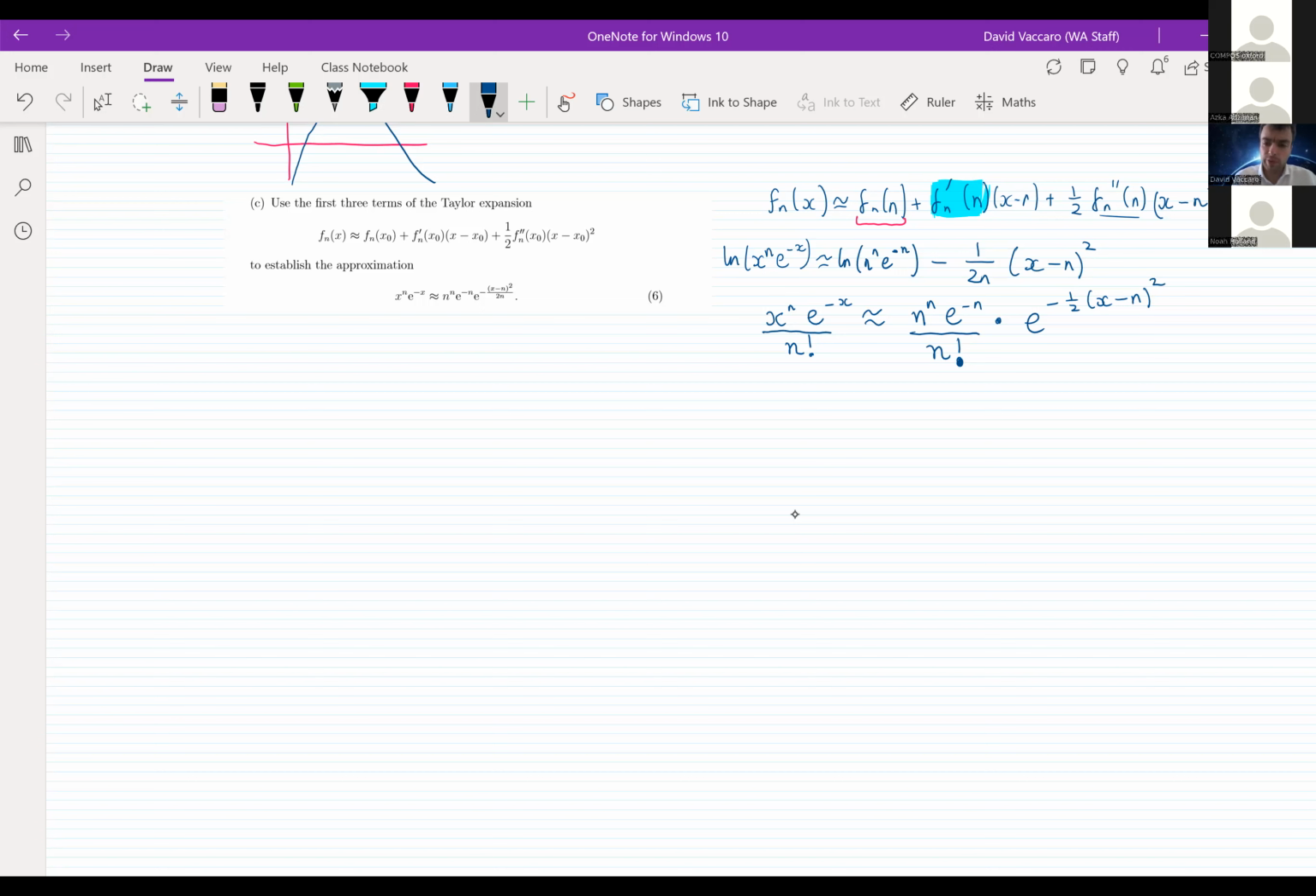Okay, and so we've got x to the n e to the minus x over n factorial is approximately, oh no, I don't really want to do that. Sorry. I want to divide by, no, e to the minus x. Yeah, I'm going to divide by n factorial.